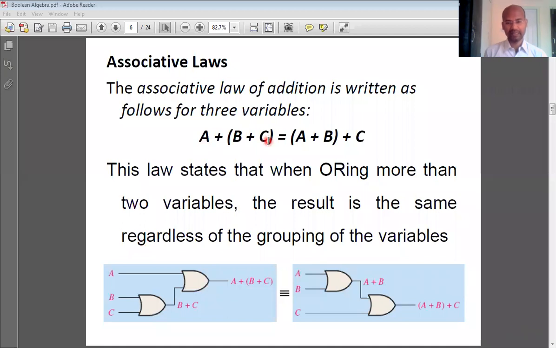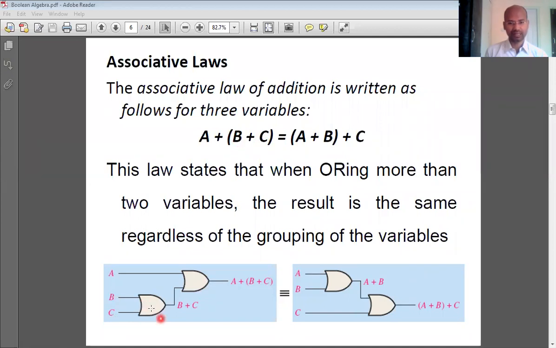The same thing is shown here. Now A plus B plus C, we have grouped B and C first. See, B is ORed with C. What is the logic gate we have to use to OR B and C? The OR gate. Let's see, this is the OR gate we have used. To that OR gate, B and C are the inputs.